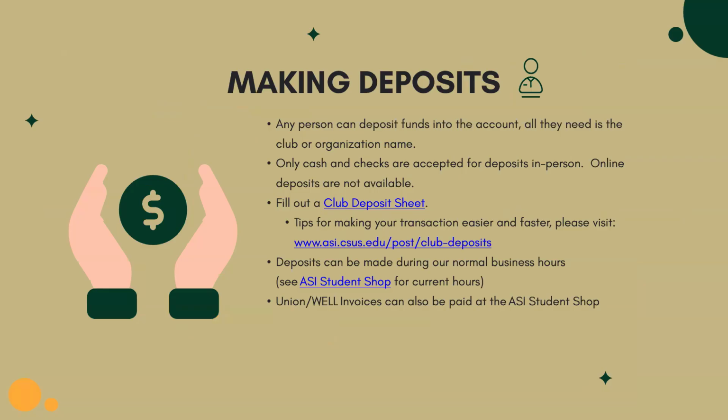When making a deposit, you will need to fill out a club deposit sheet. On the link above, we have a couple tips for making your transaction easier and faster when visiting for deposits. Deposits can be made during our normal business hours. You can also visit the link to see our most current hours. Union and Well invoices can also be paid at the ASI Student Shop window.